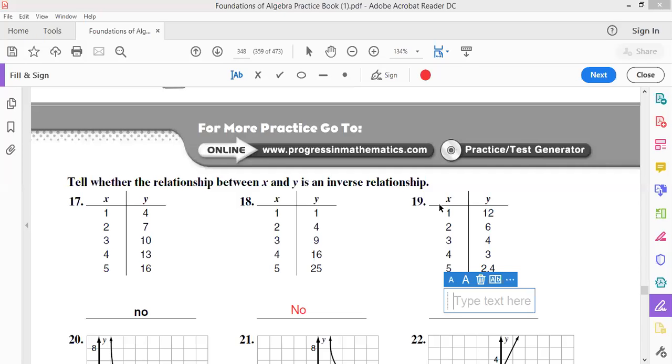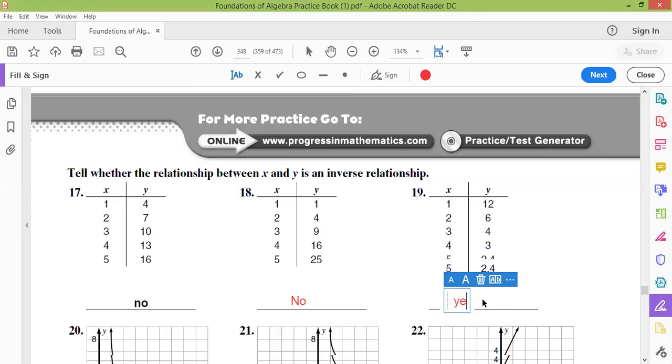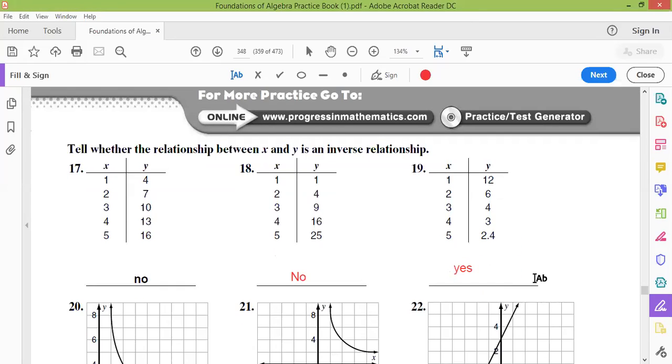Okay, now tell me in question number 19, x is 1 and y is 12. Okay, so x is 2 and y is 6. When the value of x is increasing, what's happening with the value of y? Increasing or decreasing? Decreasing. So is it an inverse relationship or no? Yes, it's an inverse relationship. Right here, yes. Okay.